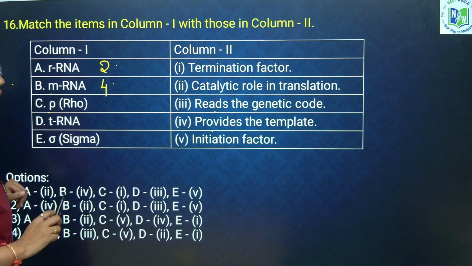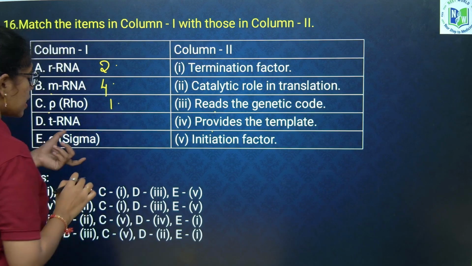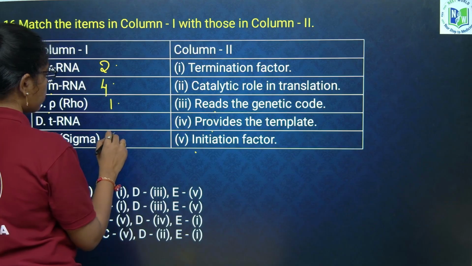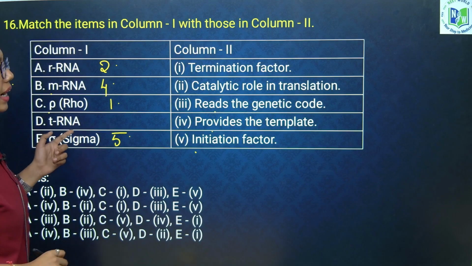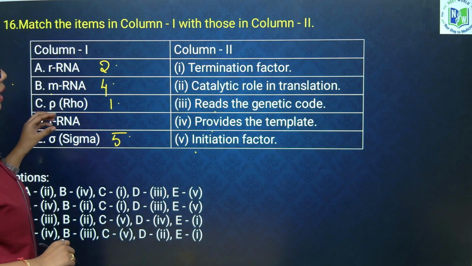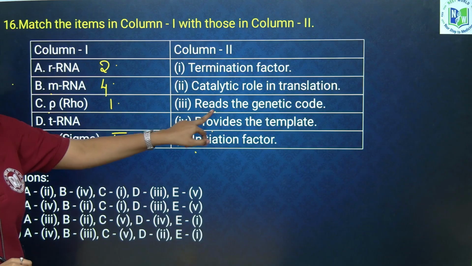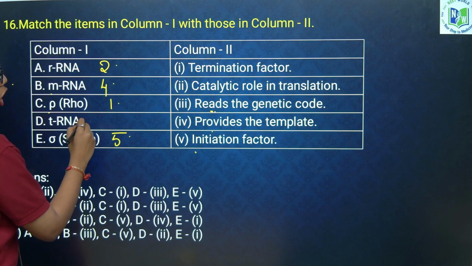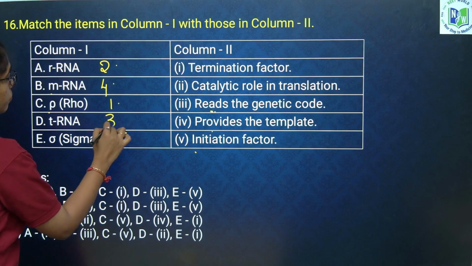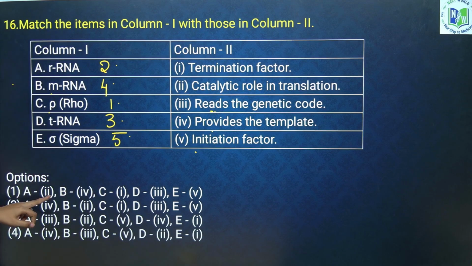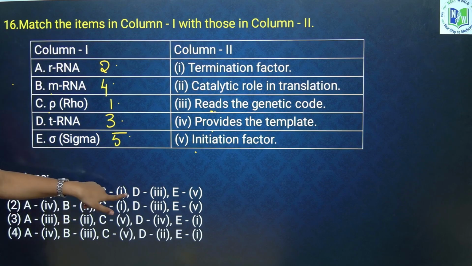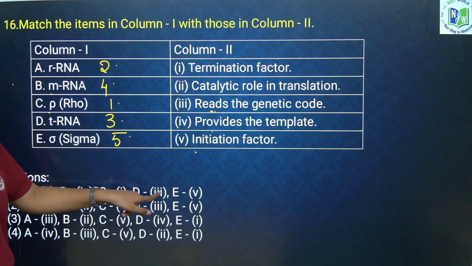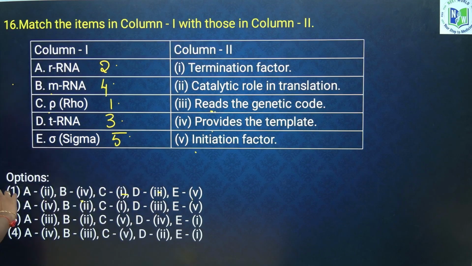Rho factor is a termination factor, 1. Sigma factor is an initiation factor, which is option 5. tRNA, which is soluble RNA, reads the genetic codon and provides an anticodon. This is option 3. So yes, A2, B4, C1, D3 and E5. Option 1 is the correct answer.